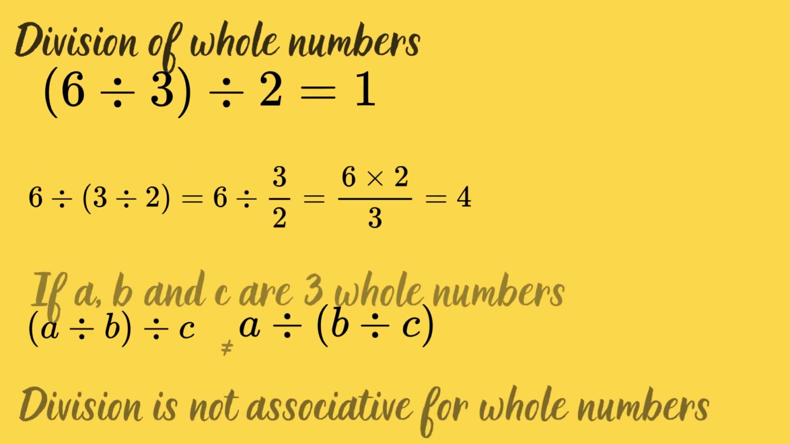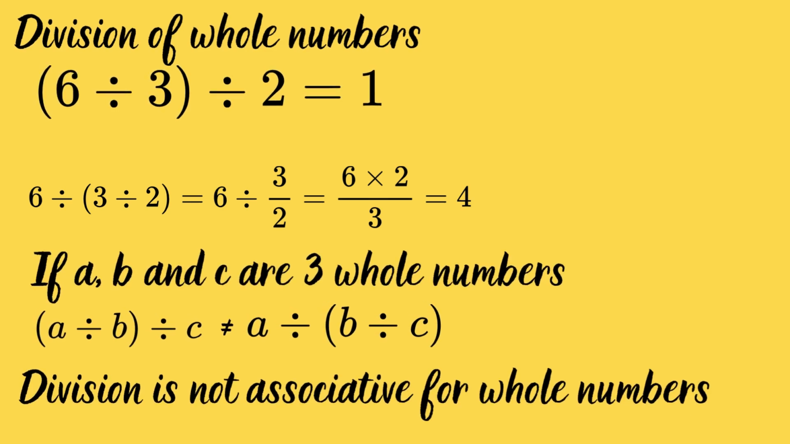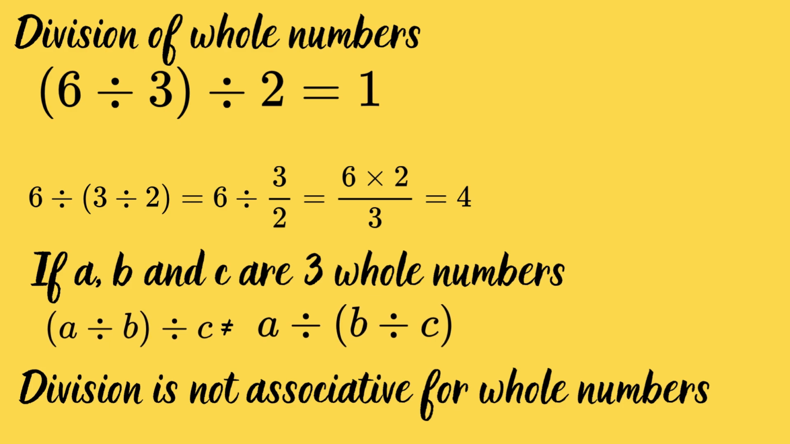Let's look at the associative property of division of whole numbers. Let's look at three whole numbers, 6, 3 and 2. If we divide them in the order 6 divided by 3 first and then divided by 2, we get 2 divided by 2, that is 1.